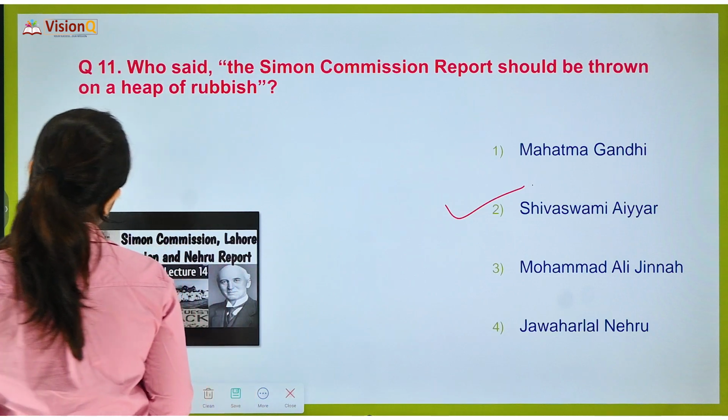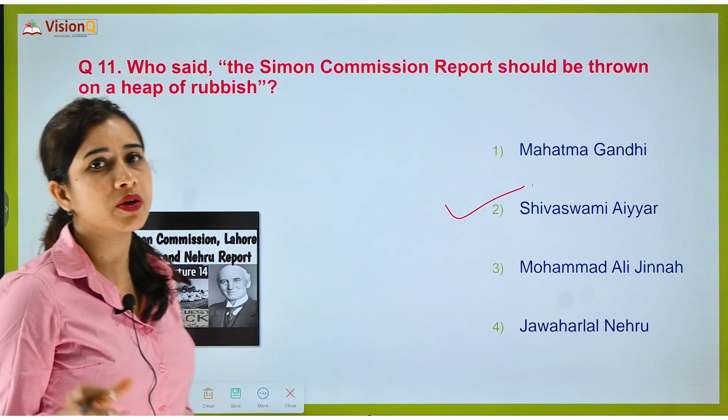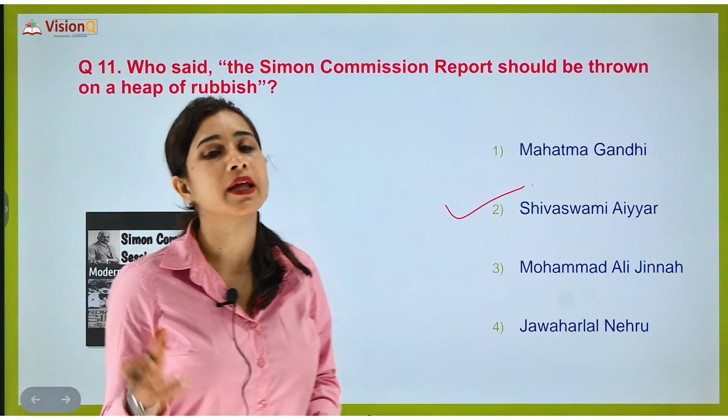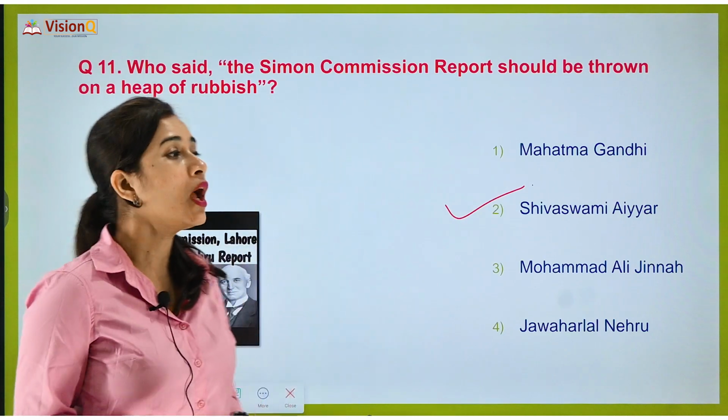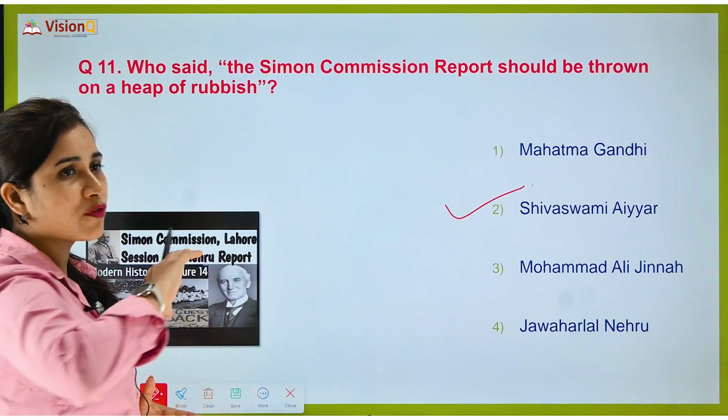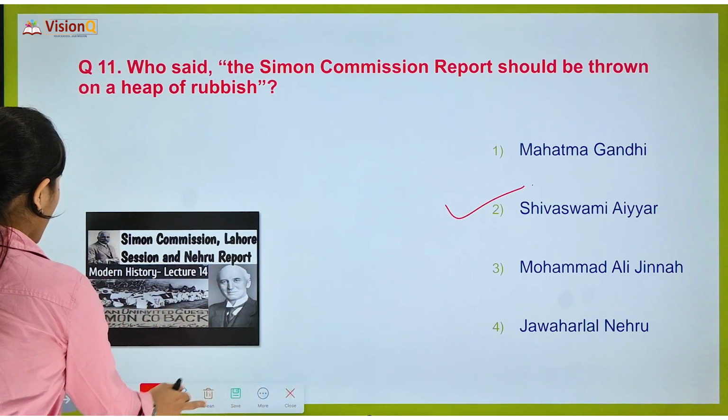So, "Go back Simon" was the slogan. The Simon Commission was rejected, and Lala Lajpat Rai died after the lathi charge. The Simon Commission came in 1927, and the one who said the Simon Commission report should be thrown out in the heap of rubbish was Shiva Swami Iyer.